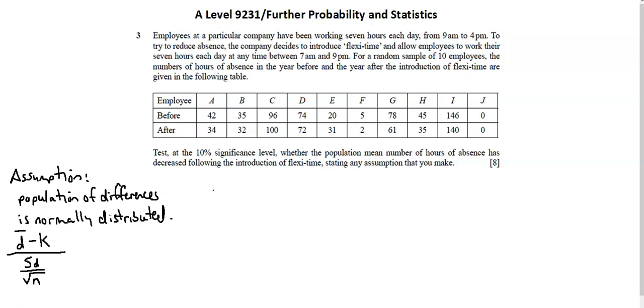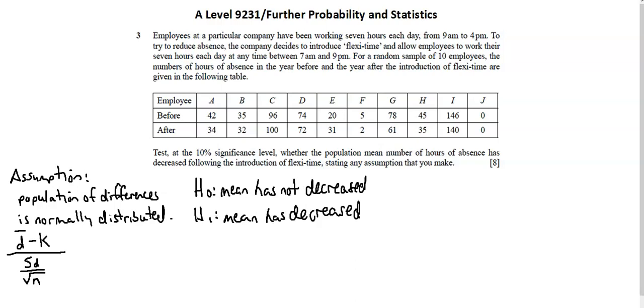We want to state the null and alternative hypotheses. The null is that the mean has not decreased, and the alternative is that the mean has decreased. Now I'll evaluate the individual metrics that I need for my test statistic, the average d bar. Let's go up to the top.